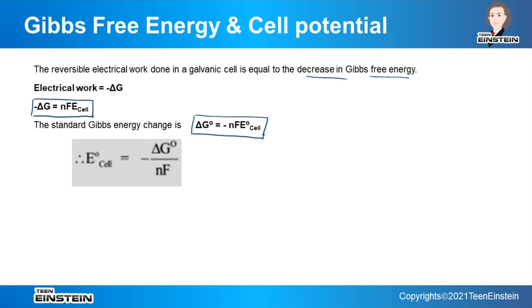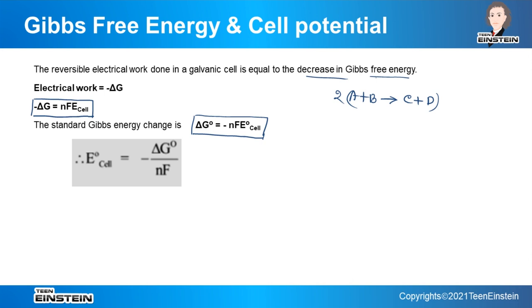So now we can say that E naught cell is equal to minus del G naught by nF. Now suppose we have the reaction A reacting with B, giving C plus D, for which we have calculated E naught cell, which is minus del G naught by nF. But now suppose I have multiplied both sides by 2. So here del G naught will be converted to 2 del G naught, and the nF value will also be multiplied by 2.